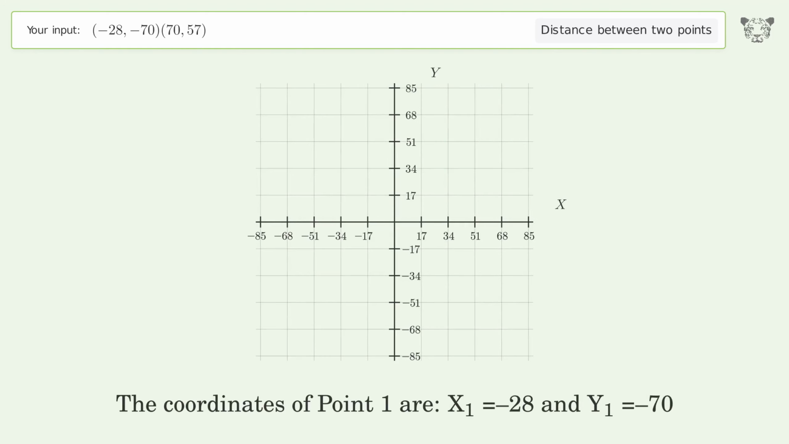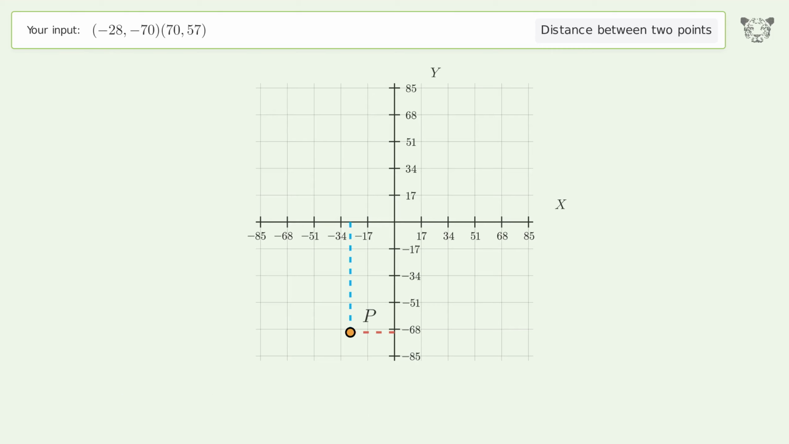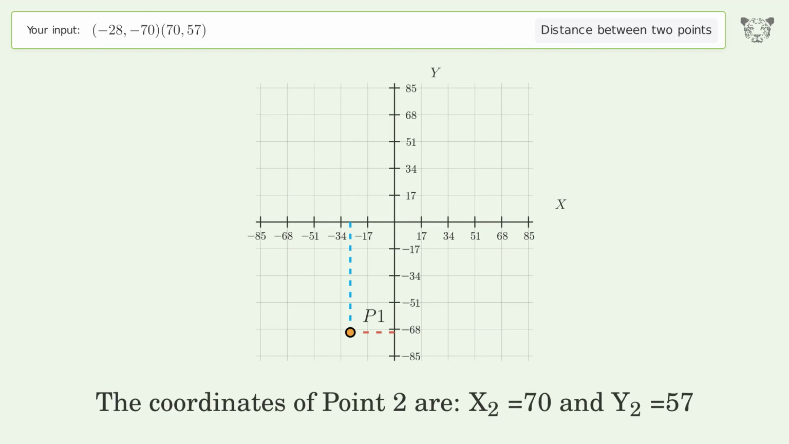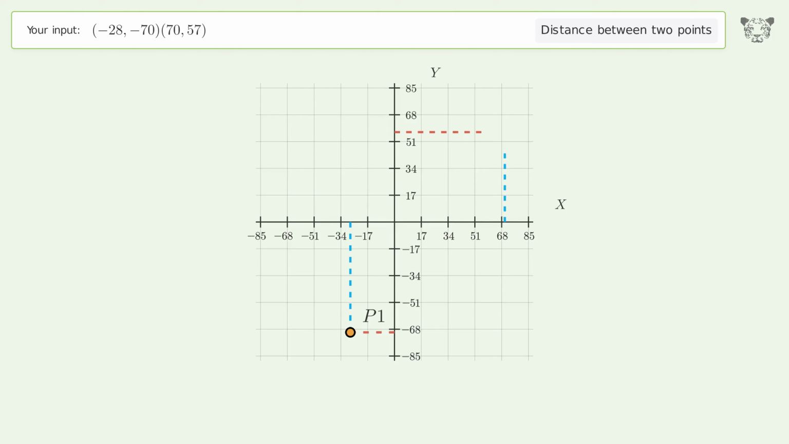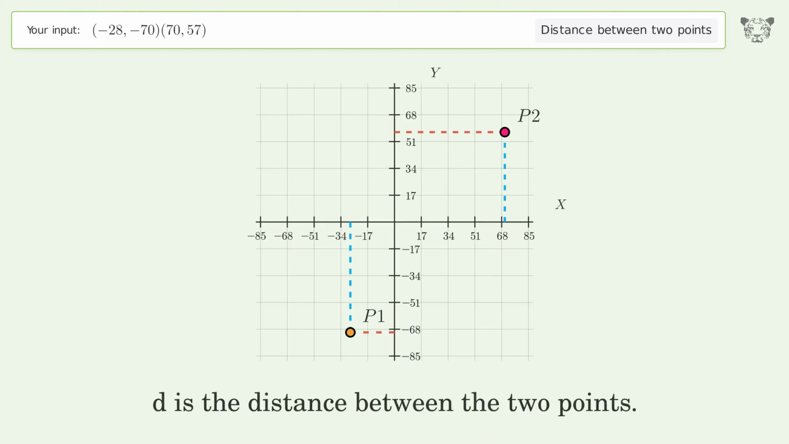The coordinates of point 1 are x1 equals -28 and y1 equals -70. The coordinates of point 2 are x2 equals 70 and y2 equals 57. D is the distance between the 2 points.